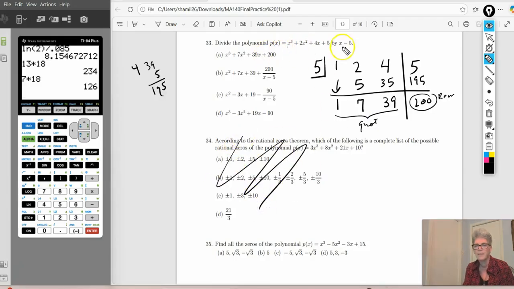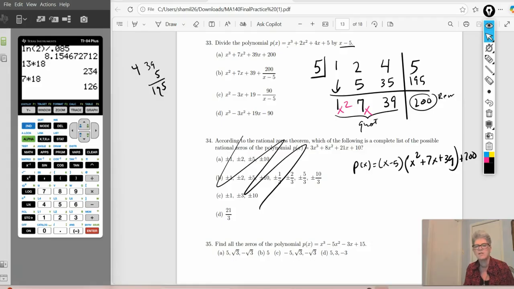So the polynomial p of x is equal to the divisor times the quotient. And if I start here at the line, there's my constant, my coefficient for x, my coefficient for x squared. So my quotient is going to be 1 times x squared plus 7x plus 39, and then plus the remainder.